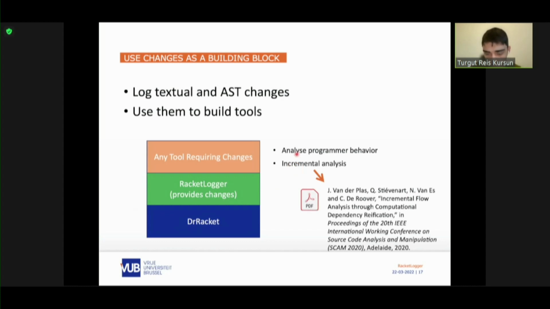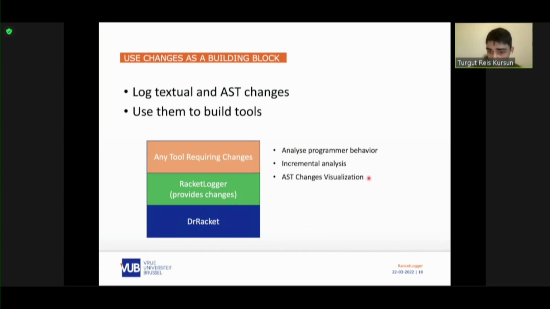Another example is incremental analysis. And this is something that I kind of hinted towards a second ago. It's essentially static analysis that is made more efficient by looking at the changes to the program, to the AST changes, in fact, such that we don't need to analyze the entire tree again whenever a change is made.